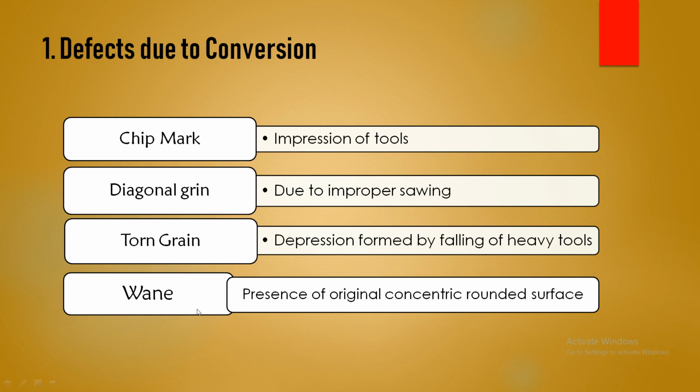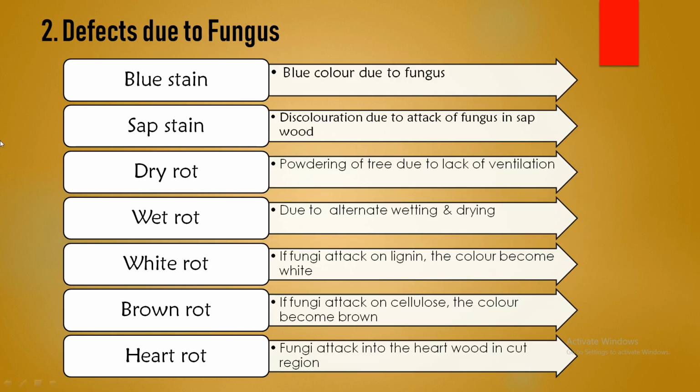The fourth one is vein. Veins are the presence of the original concentric rounded surface. The second one is the defect due to fungus: blue stain, sap stain, dry rot, wet rot, white rot, brown rot, heart rot. So as we can see, all the rots, R-O-T, come under the defect due to fungus.